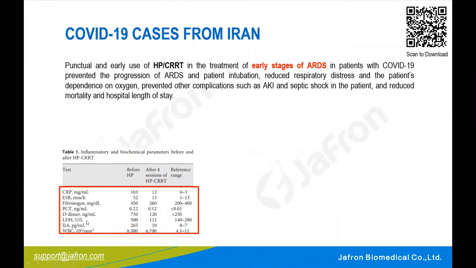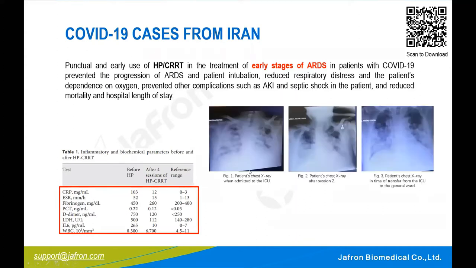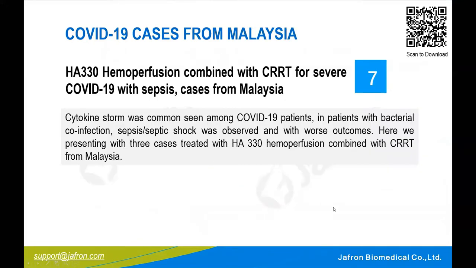In this case, you can see that CRP, ESR, fibrinogen, D-dimer, and interleukin 6 all showed reductions. And also, we can see the CT scan. The chest X-ray of the patient showed an improvement.